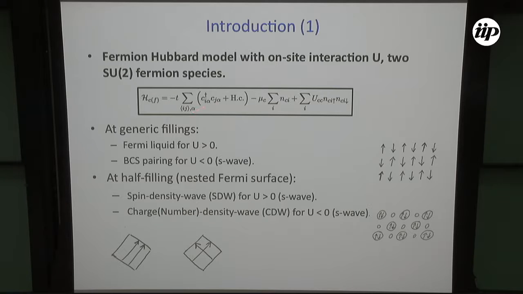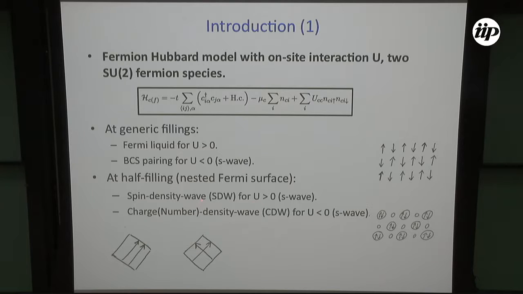To start, let me begin with the simplest interacting fermion model, the Hubbard model, with SU(2), so two spin species. It has hopping, a chemical potential, and just an on-site interaction. This is well known and has been studied for many decades. We are considering two dimensions, and generically for a weak repulsive interaction, you have a Fermi liquid state, and for attractive interaction, if U is negative, there is pairing. This corresponds to BCS pairing in the S wave state, so the L equals zero state. At half filling on a square lattice in two dimensions, there is nesting of the Fermi surface. The Fermi surface looks like this diamond.